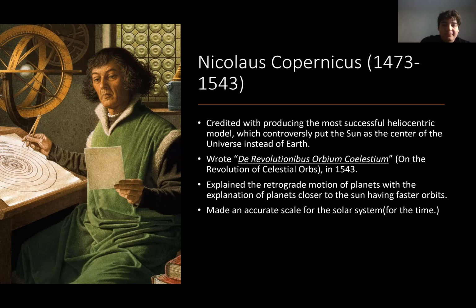He was credited with making the heliocentric model, which put the sun at the center of the universe instead of Earth. He wrote On the Revolution of Celestial Orbs, which published all the information of the heliocentric model while he was on his deathbed. And he also made an accurate scale for the solar system at the time.